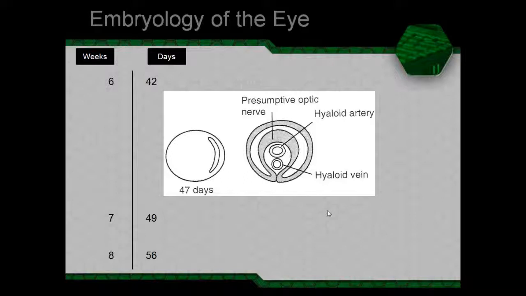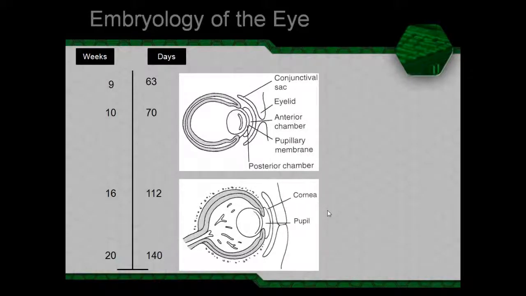Now, when the lens matures during fetal life, it basically ceases to need a blood supply, and so the portion of the hyaloid artery that crosses the vitreous body degenerates, and we'll see an image of that later on. Now, the proximal portion of the hyaloid artery becomes the central artery of the retina, which supplies blood to the retina. Now, mesenchyme surrounds the developing eyeball between the 5th and 7th weeks to form the choroid and the sclera.